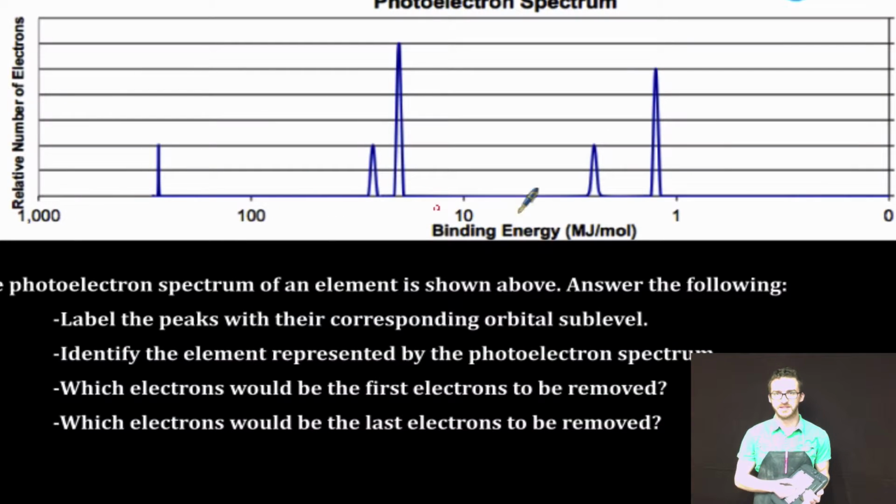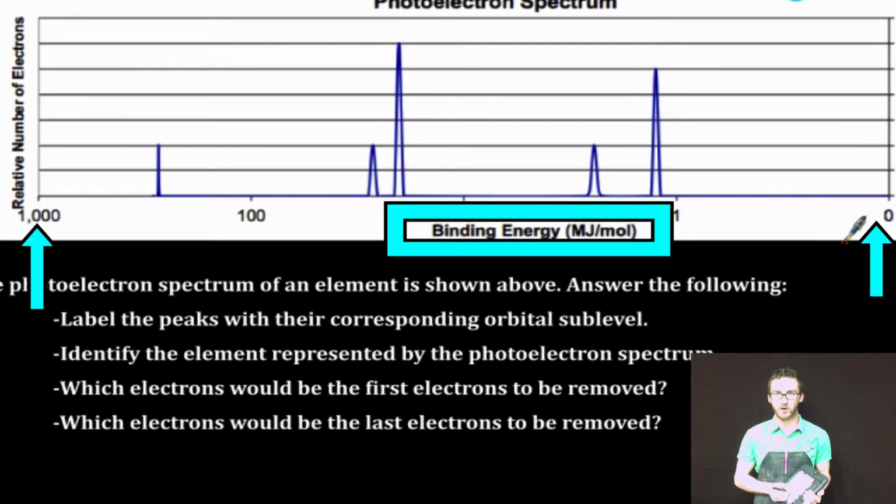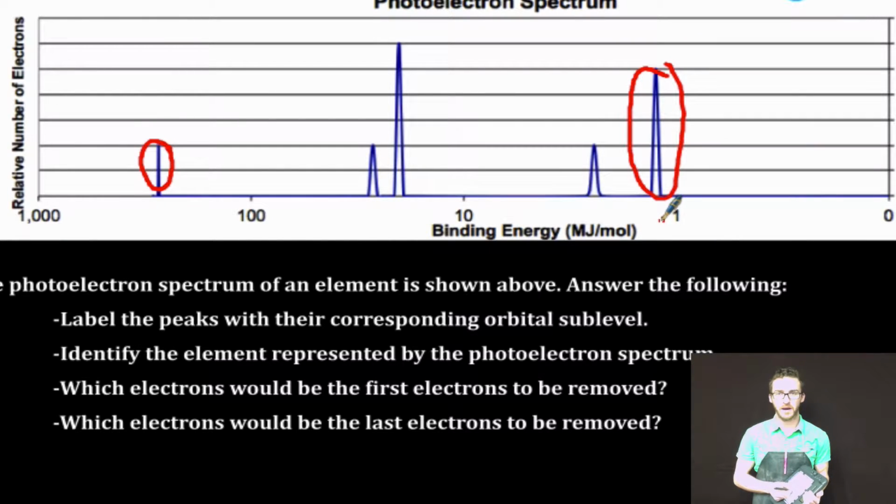So I check out my scale here, I notice that it requires the most energy to remove electrons here, and the least amount of energy to remove electrons here. Now, think about your electron configurations. This initial peak then that requires the most energy to remove is going to be my 1s2 peak. This following peak requires less energy, quite a bit less energy, but the same number of electrons are contained here.